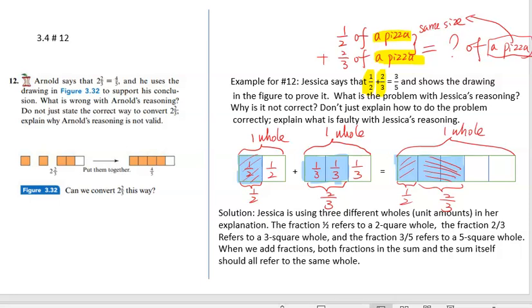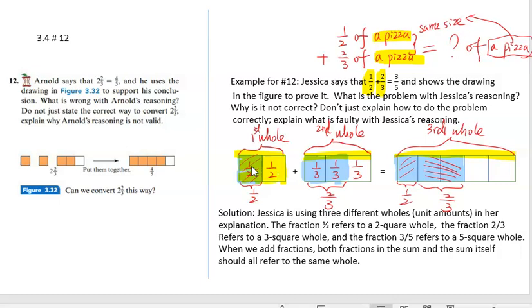Her first whole is this size, but her second whole, so this is the whole for the fraction 2/3, is apparently longer. And then the third whole, which is the whole for the answer, is much longer. So apparently she used 3 different wholes, as you can see. So look, the first whole is this short, from here to here. The second whole is getting longer. The third whole is even longer. So she's talking about 3 different things.